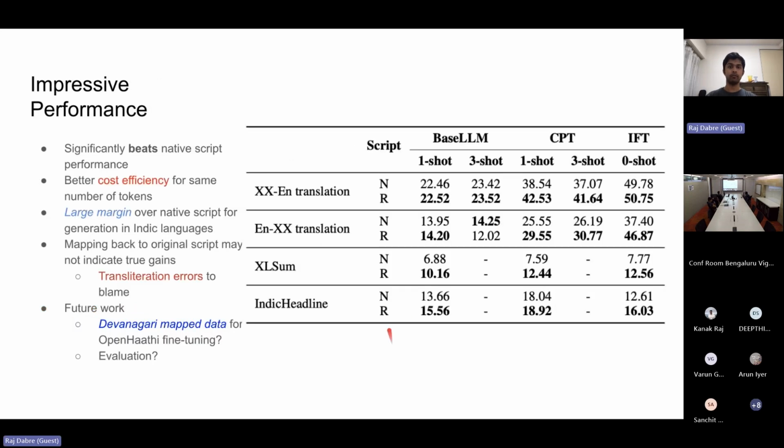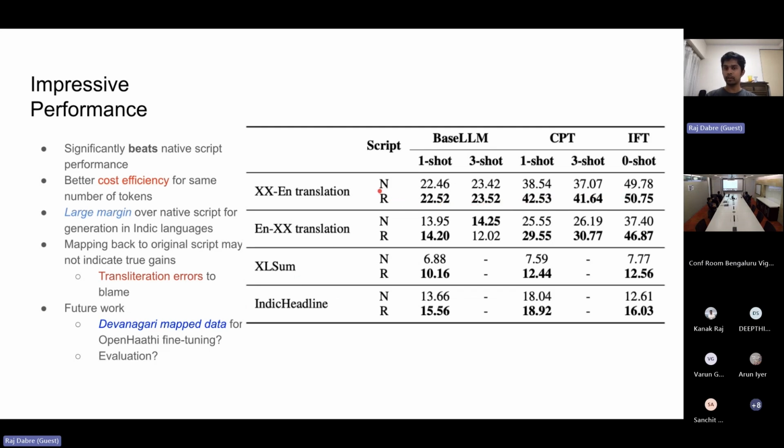So the performance itself was pretty impressive, where we had the base LLM, which is Llama 2. We have just the CPT version, or continually pre-trained version, of that particular model, and then the instruction fine-tuned version of that CPT model. So you can see that for XX to English and English to XX translation, as well as XL-Sum and IndicHeadline, which is summarization and headline generation, the romanized performance is able to match, if not beat, the performance of native script performance.